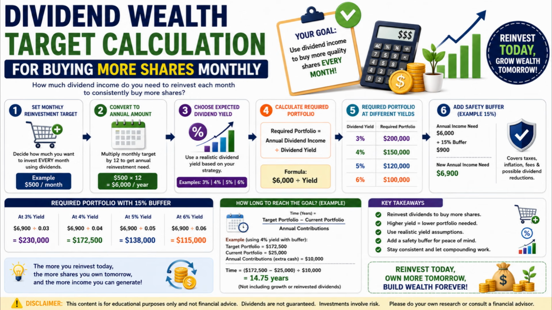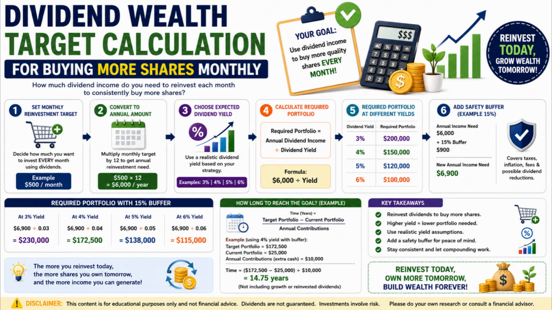Then, choose an expected dividend yield. Dividend yield is the annual dividends divided by the portfolio value. This is an important step because it helps estimate how large your portfolio may need to be. In the example, common yield assumptions are 3%, 4%, 5%, and 6%. A lower yield means you need a bigger portfolio, while a higher yield means a smaller portfolio may be enough. However, it is usually better to use a realistic and sustainable yield rather than an overly optimistic one.